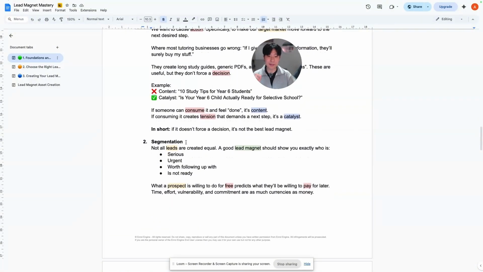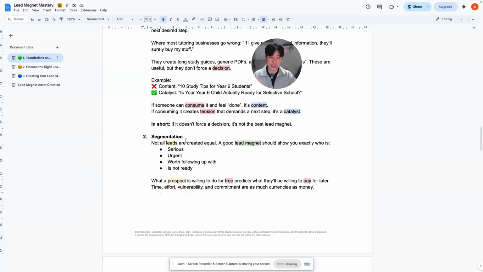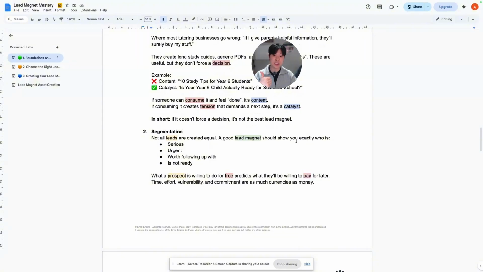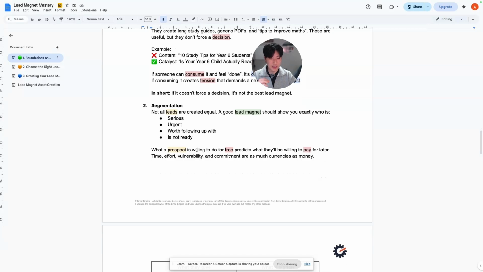So principle number 2, segmentation. Not all leads are created equal. A good lead magnet should show you exactly who is serious, who is urgent, who is worth following up with, and who is actually not ready. What a prospect is willing to do for free predicts what they'll be willing to pay for much later.